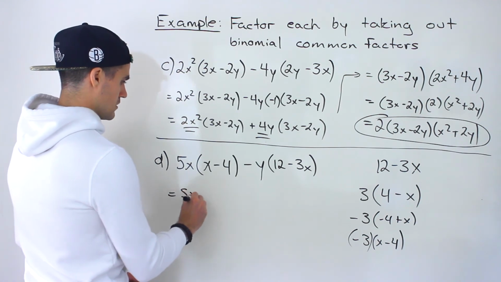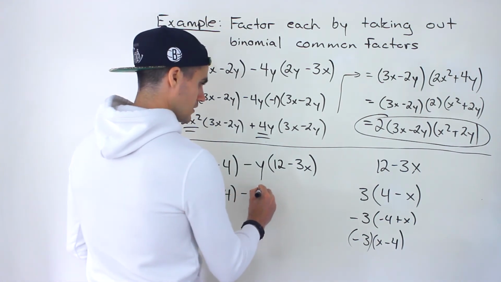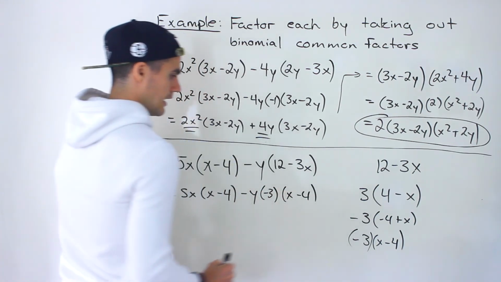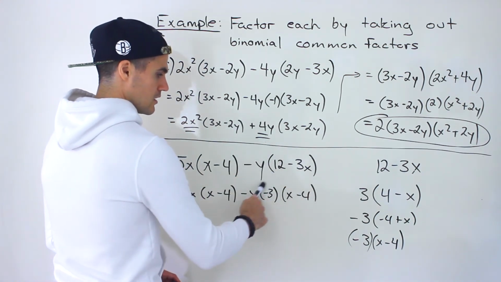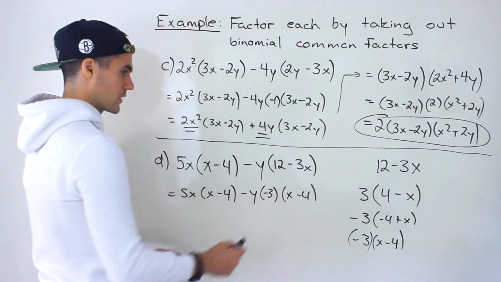So writing that out, we'll have negative 3 and then x minus 4. This bracket, all we changed was this bracket. We changed it to those two brackets multiplied, and we showed the work right there.